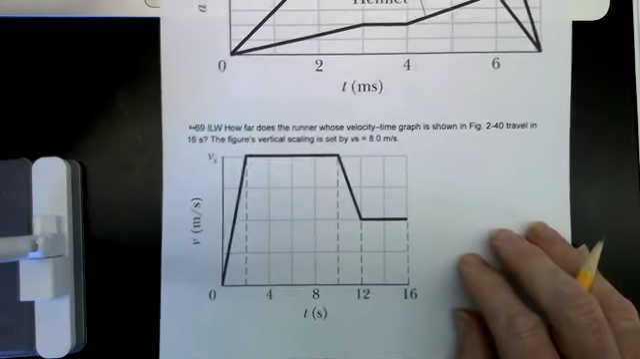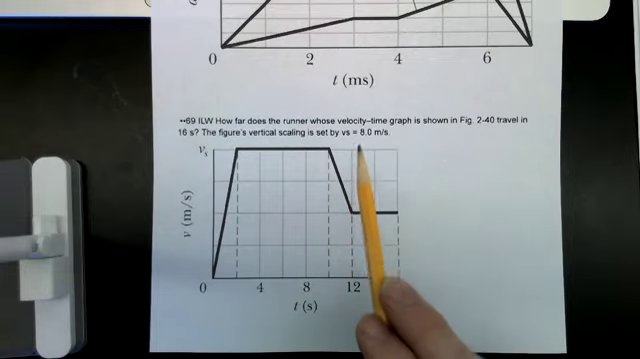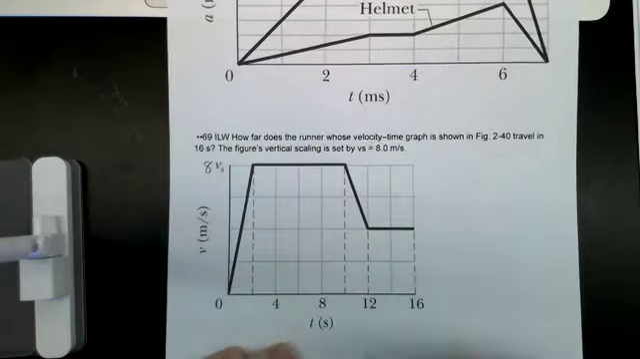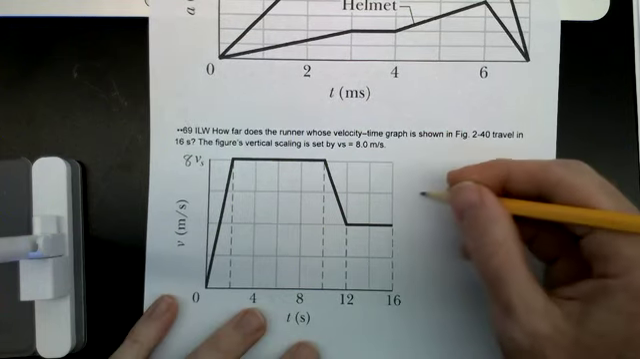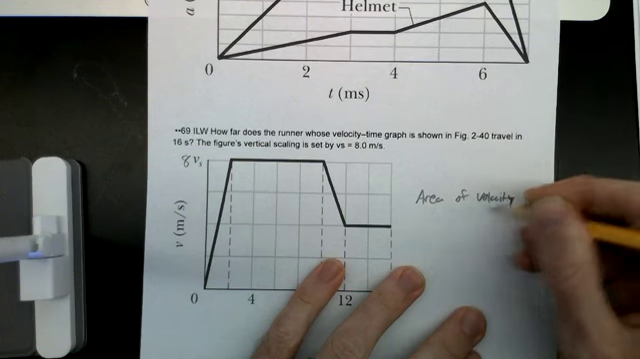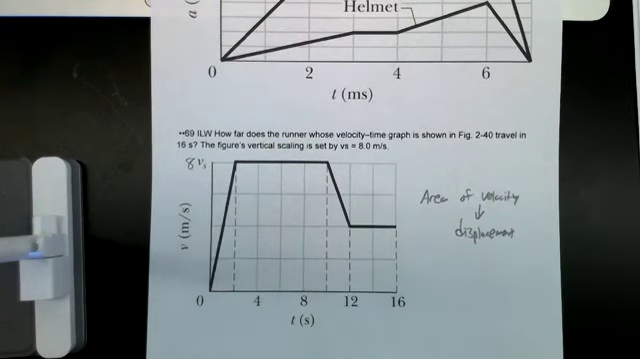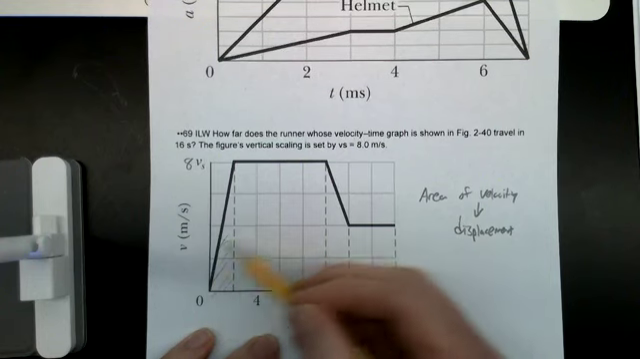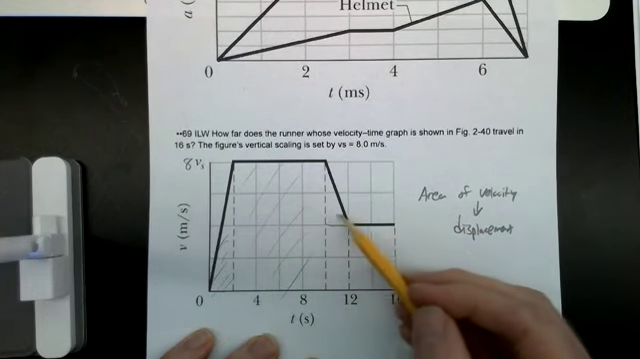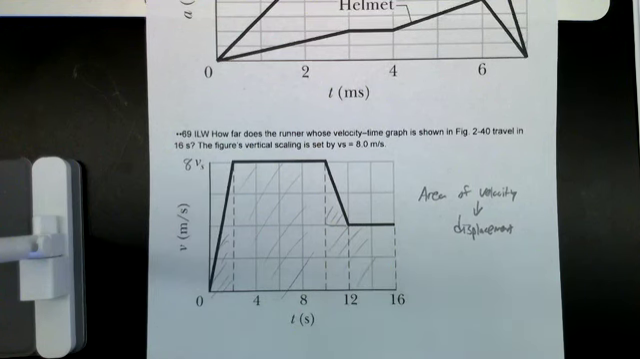So right here, it says, how far does the runner whose velocity time graph is shown in figure 2-40 travel in 16 seconds? VS is 8. So this is 8 right there. So the idea here is that if you find the area of a velocity graph, that will tell you the displacement. So it's kind of a pain because I've got this triangle here, I've got this rectangle there, I've got this triangle here, and I've got kind of this rectangle left over. So finding out all those areas, and then we can figure out what the displacement is going to be.